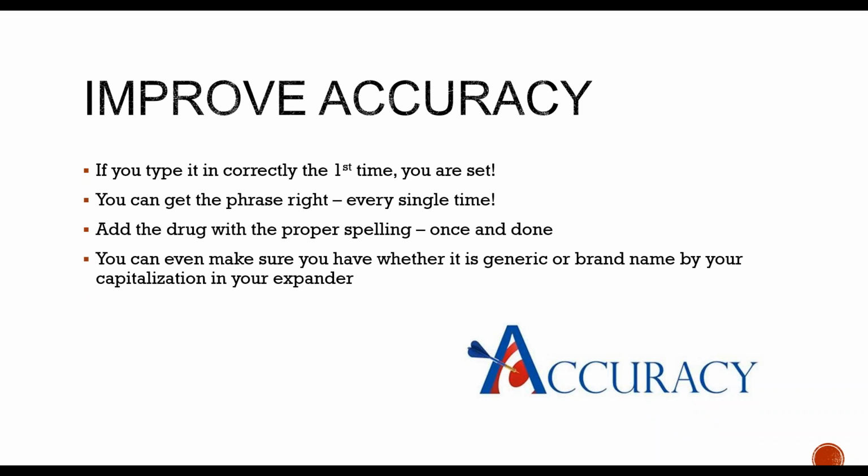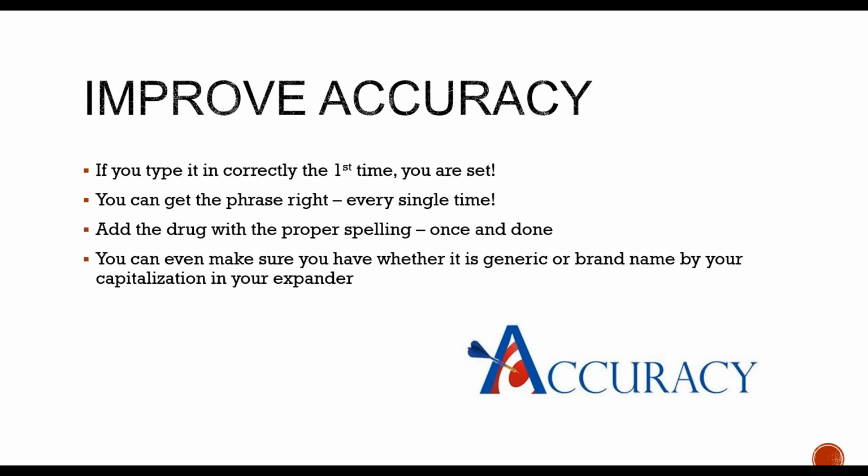Word expanders can improve accuracy. Some people would go, what? I don't believe it. But think about it. If you type it in one time, you're done. You've looked it up, you've researched it, you know that the thing is going to be a generic drug every time. So all you have to do is enter it as a generic drug, or you enter it as a brand name. When you put it at the beginning of a sentence, it will automatically capitalize. So it's like once and done for me.